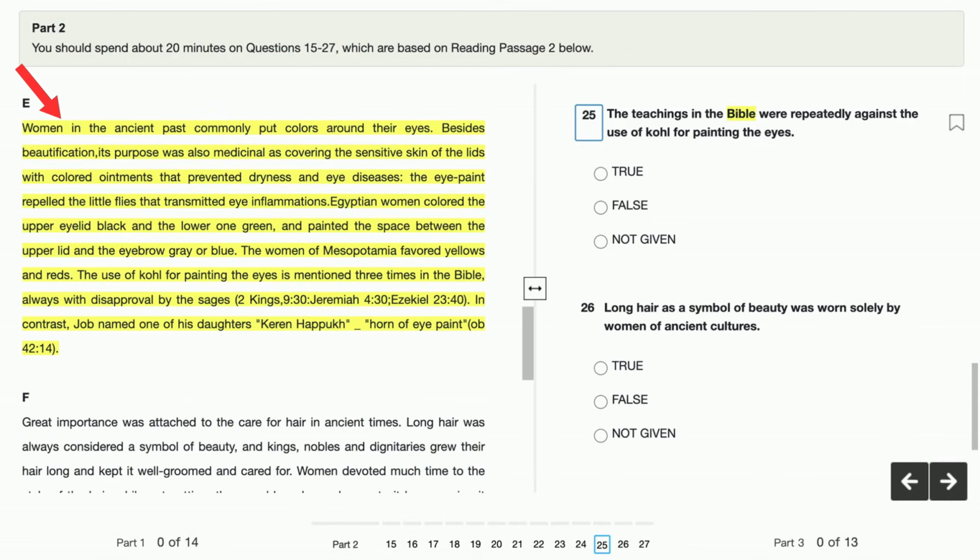Women in the ancient past commonly put colors around their eyes. Besides beautification, its purpose was also medicinal as covering the sensitive skin of the lids with colored ointments that prevented dryness and eye diseases.